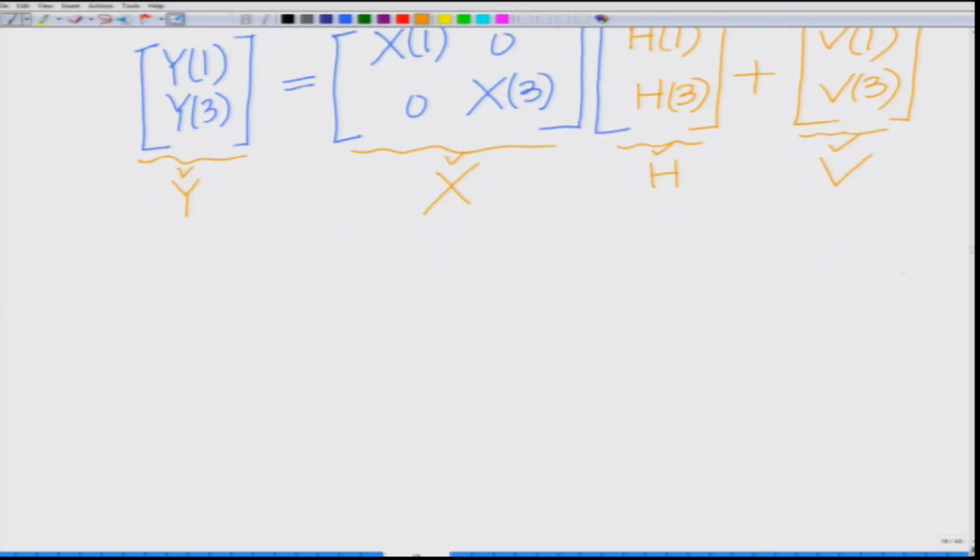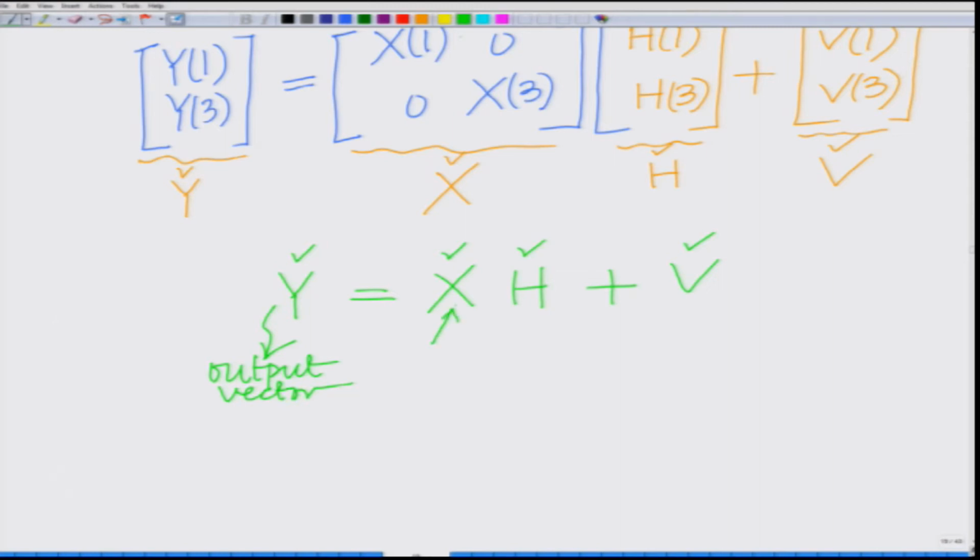Therefore, we have the system model, which is basically Y check equals X check H check plus V check. This is the output vector, this is your pilot matrix, this is your channel vector containing the coefficients capital H1 and capital H3, and this is your noise vector.